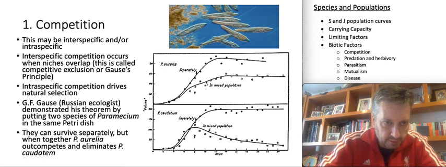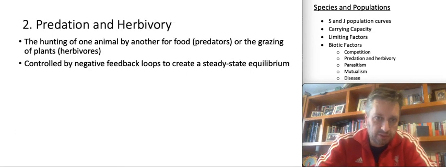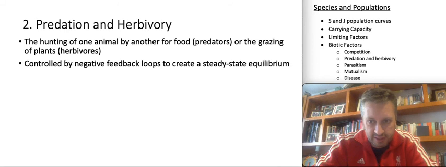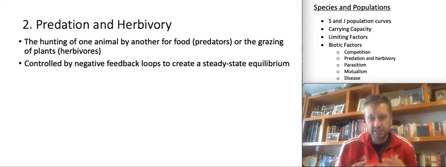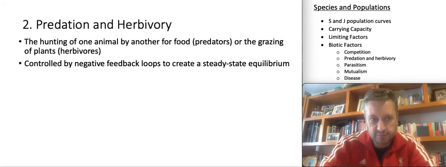Number 2, predation and herbivory. I can't say much about that. It's hunting of one animal by another in terms of predation, or grazing of plants by herbivores. Again, it's an example of negative feedback that controls population size, feeding relationships.